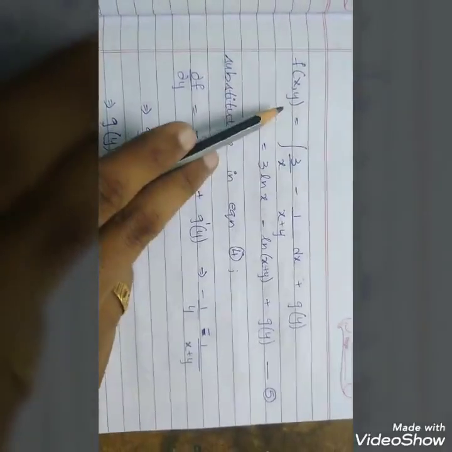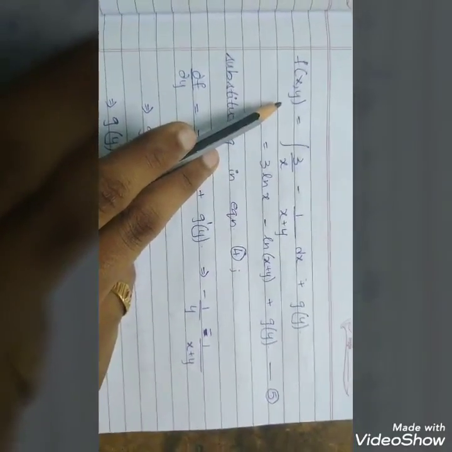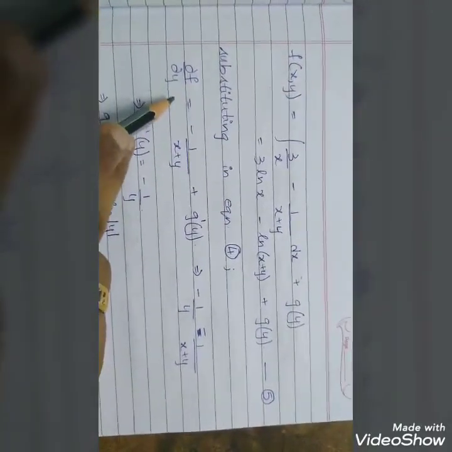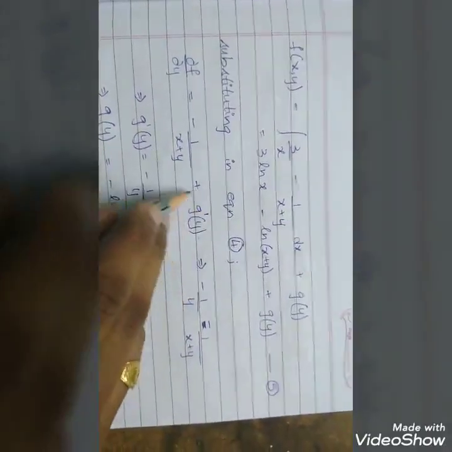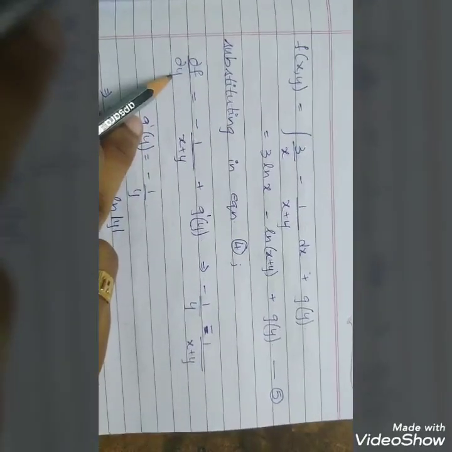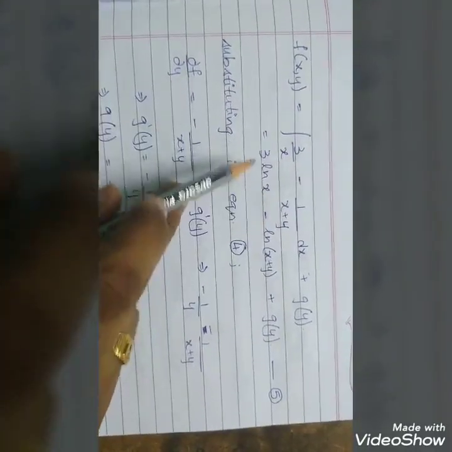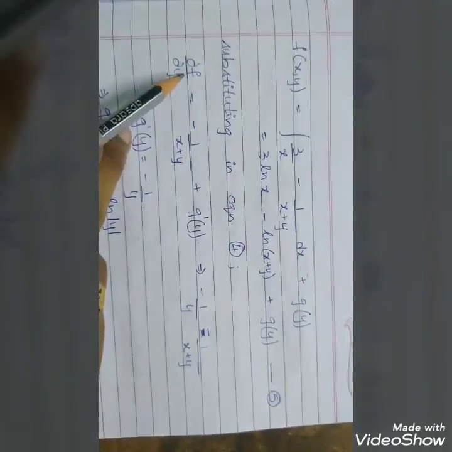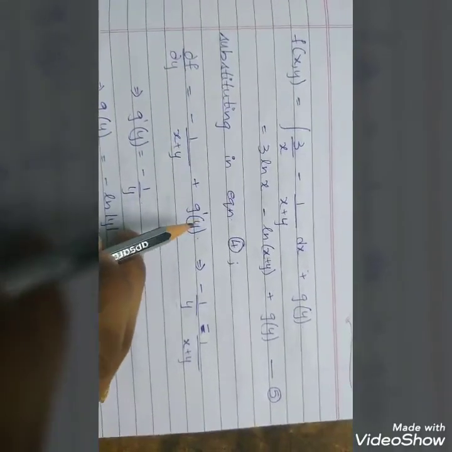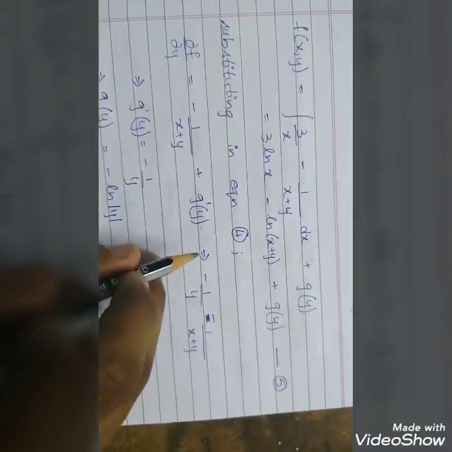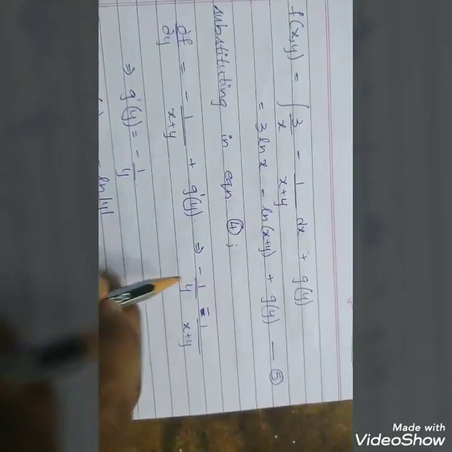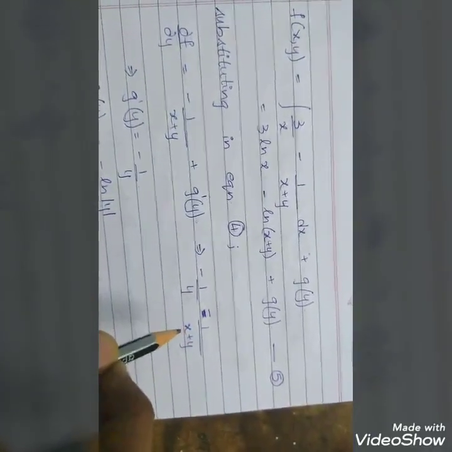Now since this f of x,y satisfies both dou f by dou x and dou f by dou y, we can differentiate this with respect to y too. But remember that we will get g dash of y, because we are taking dou f by dou y, that is in the differential form, and here it's present as an equation form. That's why we'll be taking dou f by dou y as minus of 1 by x plus y plus g dash of y. Here this equation is nothing but dou f by dou y, which is equal to minus 1 by y minus 1 by x plus y.